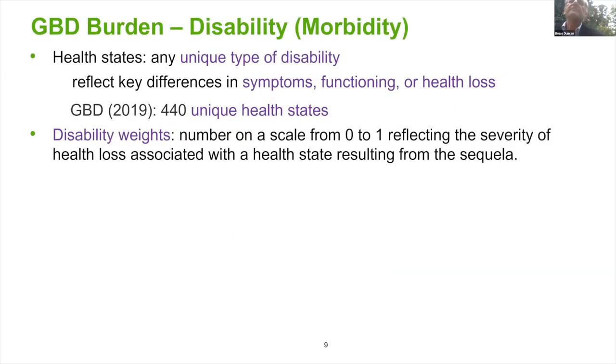Health states are any unique type of disability. They reflect key differences in symptoms, functioning, or health loss. An example of a health state would be undergoing dialysis due to type 2 diabetes with moderate anemia and the effects of renal failure. The GBD has developed 440 unique health states, and to each of them is applied a disability weight. A disability weight is a number on a scale from 0 to 1, reflecting the severity of the health loss associated with a health state resulting from the sequela.